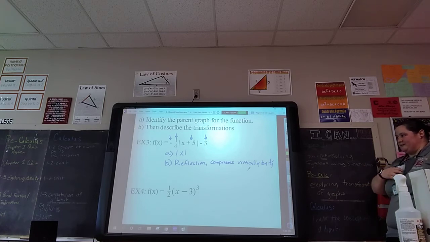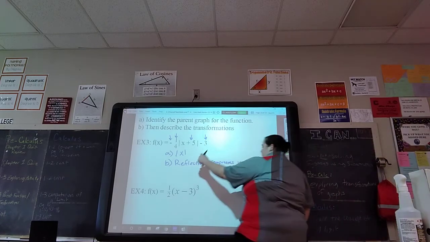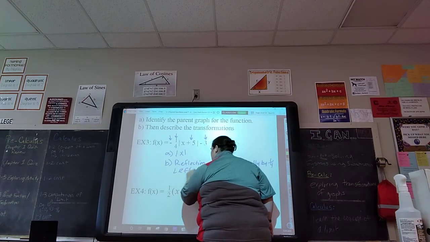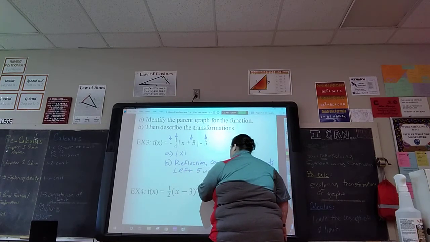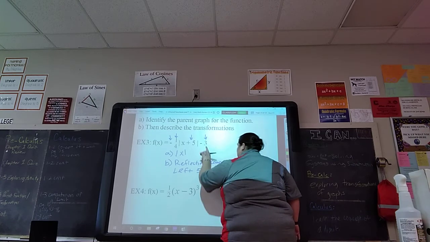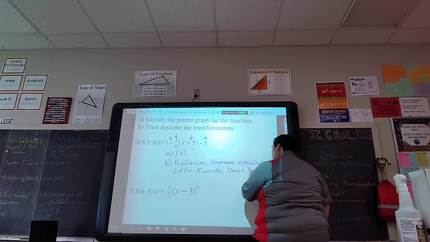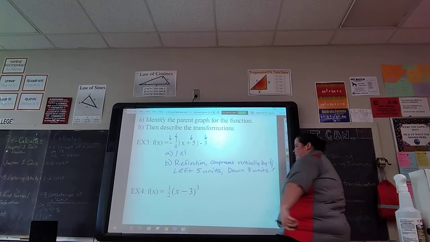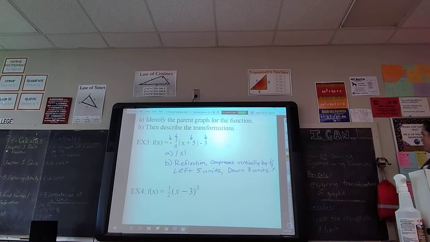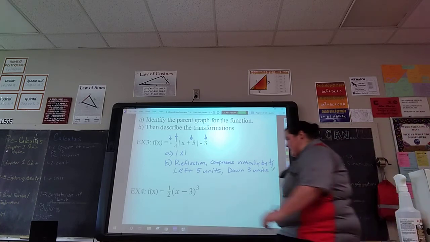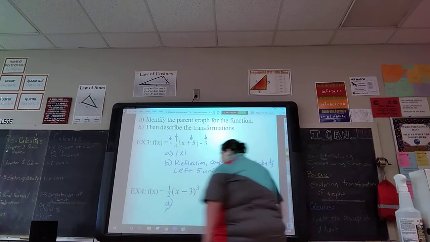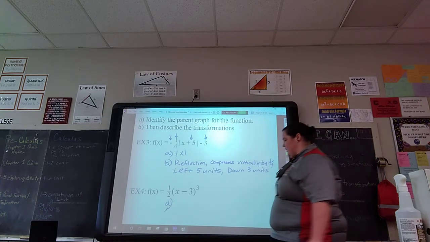Then what's next? Left 5. And then finally, what's that minus 3 do? Down 3. Like I said, that's the most you'll have for one problem. Let's do the last one real quick, and I'll be done. What's our parent function for this one? Yep, x cubed.